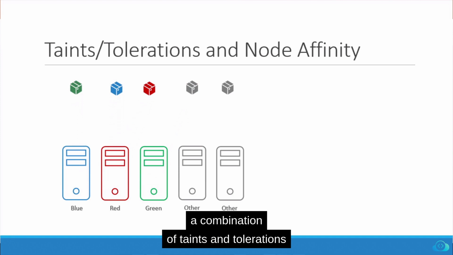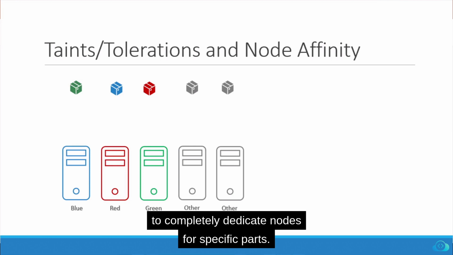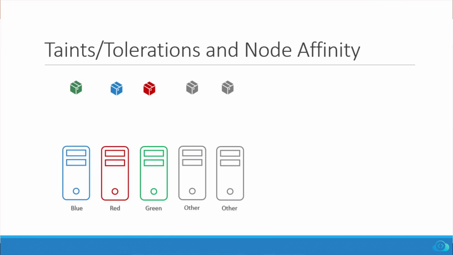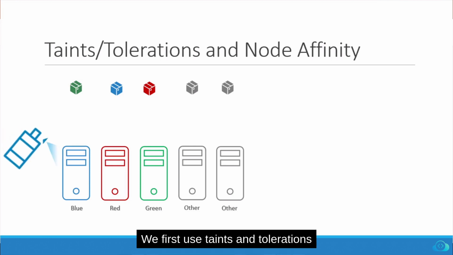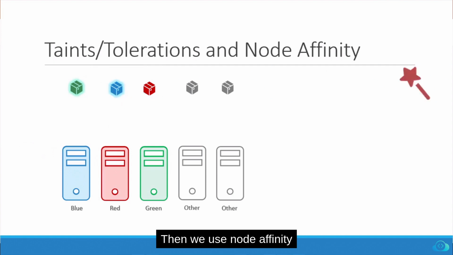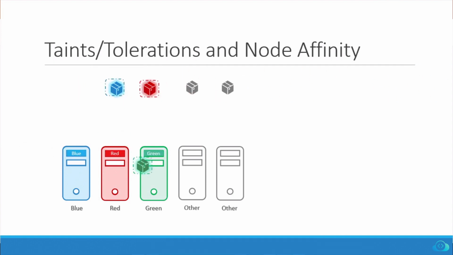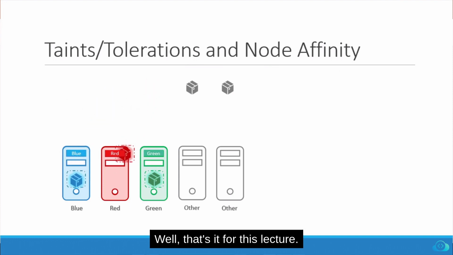As such, a combination of taints and tolerations and node affinity rules can be used together to completely dedicate nodes for specific pods. We first use taints and tolerations to prevent other pods from being placed on our nodes, and then we use node affinity to prevent our pods from being placed on their nodes. Well, that's it for this lecture.